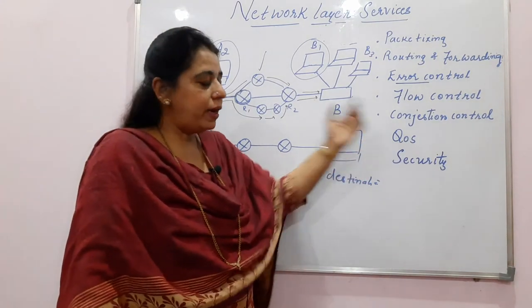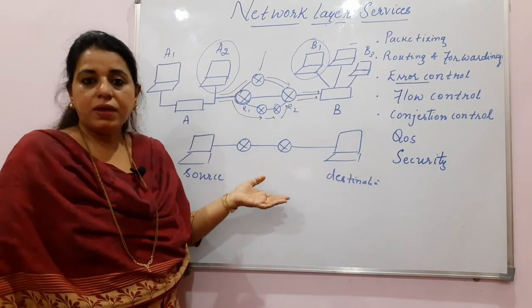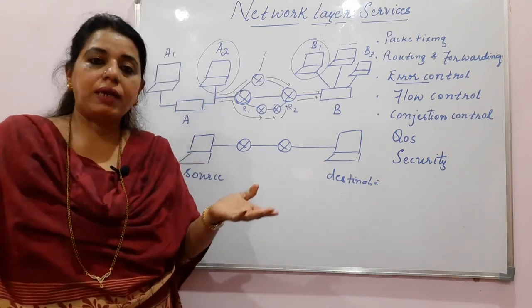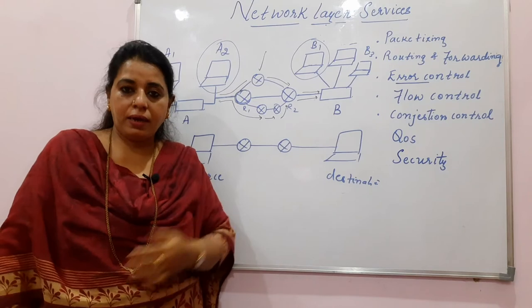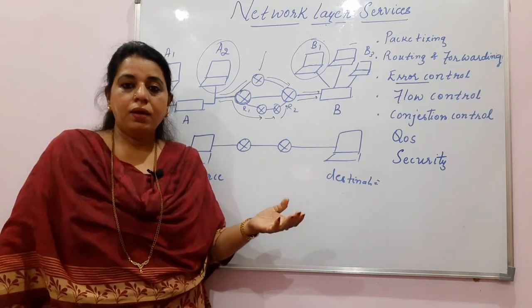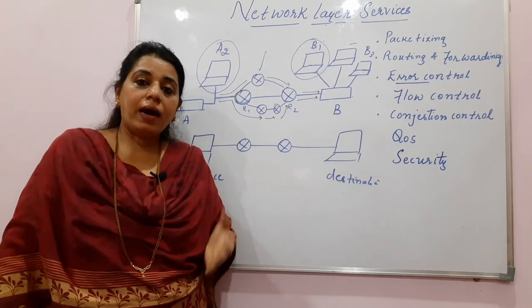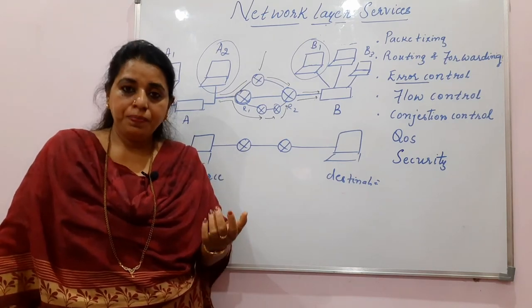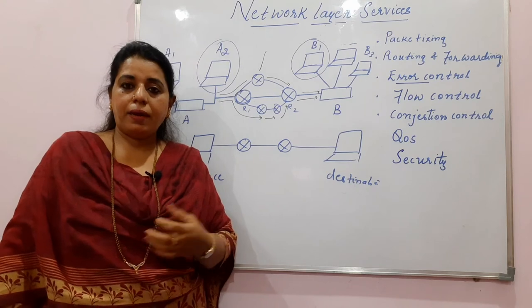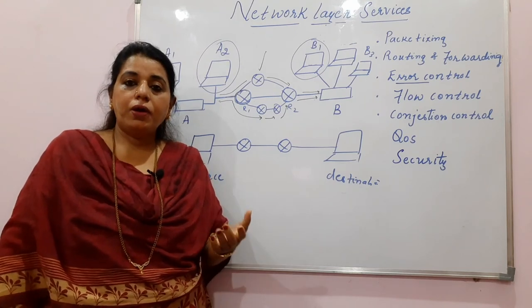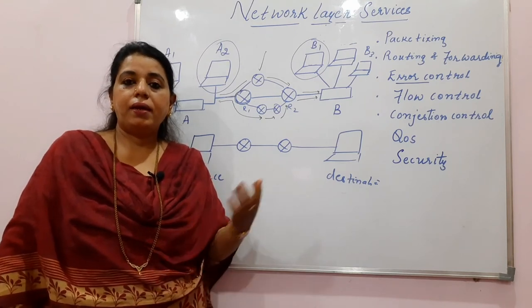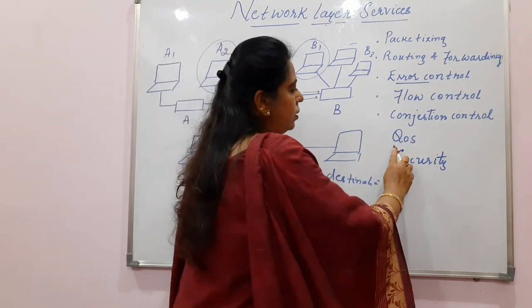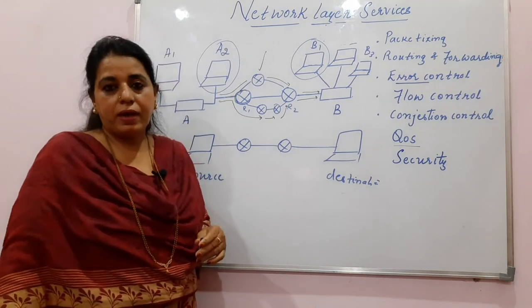Then we have the quality of service. Earlier, when the internet started, it was only data that was getting transmitted from one end to another end. Now we expect a very high quality from the network layer, because it's not just data. We have real-time data packets coming, with audio and video included in the packet, hence we expect very high quality. So this is also one of the services provided by the network layer.